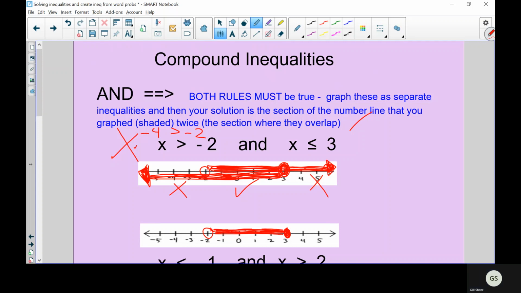That's always your answer. Wherever you shade twice, wherever you have overlapped lines, that's your answer. So you write that down. Use your own words, don't write what I'm saying. Wherever you shaded twice, wherever your lines overlap, however you explain what we just did, that section will always be for an and. This is only for and. And is where you shade twice, because we have to meet both rules. This is visually meeting both rules.